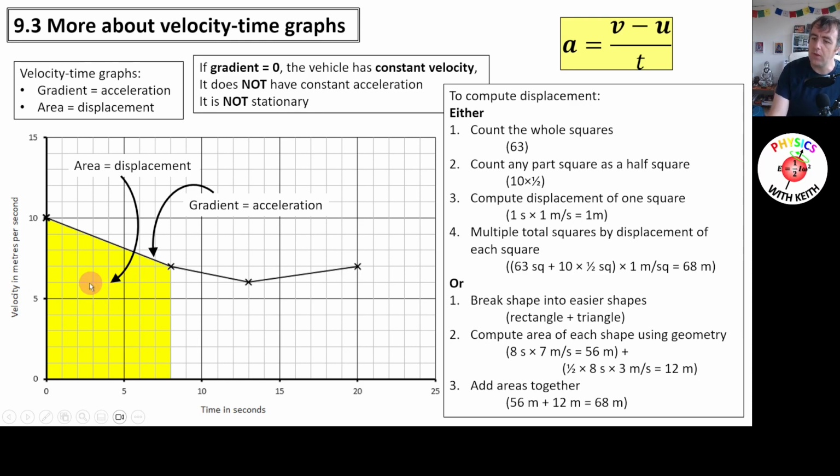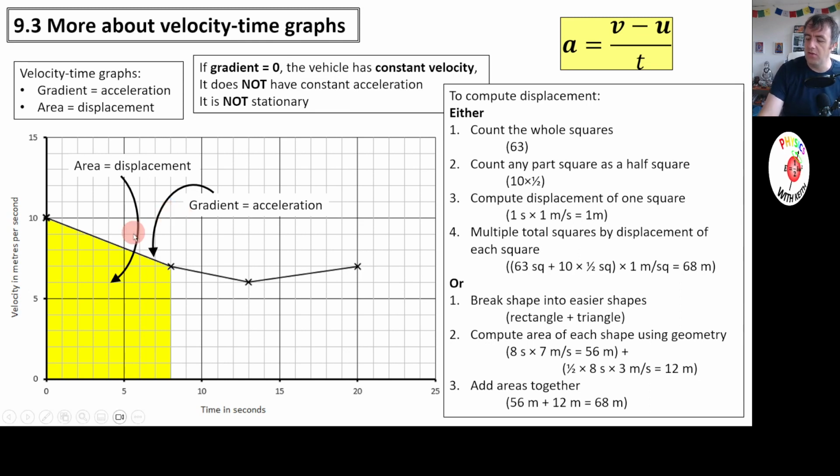Okay. So the gradient is 0, we've got constant velocity. It doesn't mean we're stopped. This is a very common mistake. Students will see a straight horizontal line and they'll think, the acceleration is constant. Or they'll say, we've stopped. Neither of those is true. It just means our velocity is constant, so the acceleration is 0. So I suppose technically we do have a constant acceleration, but a constant acceleration of 0. We're moving at a constant velocity.